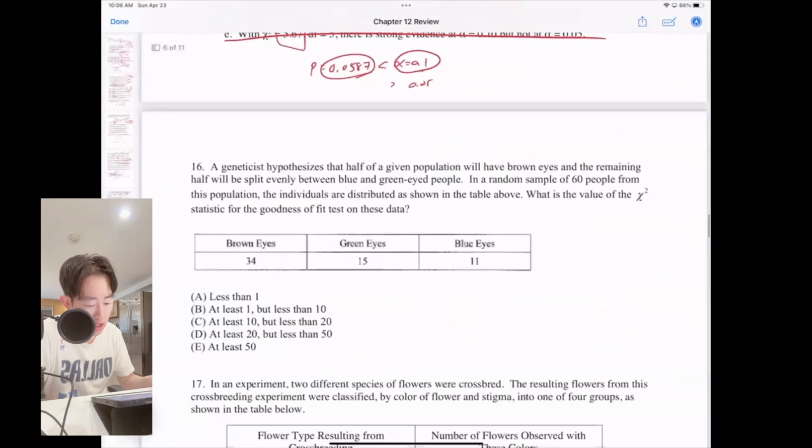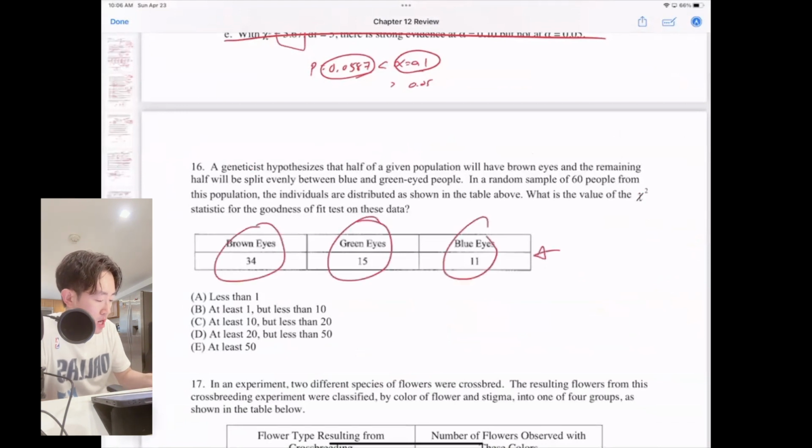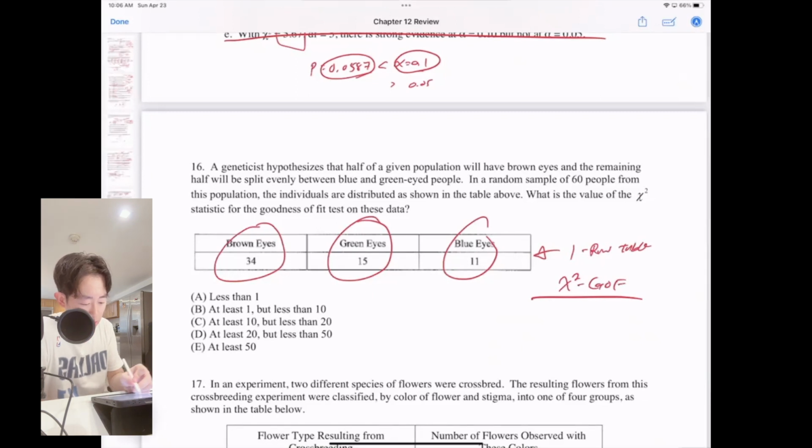Number 16, a geneticist hypothesizes that we have, look at that, a one row table. This just simply means a goodness of fit test. What is the value of the chi-square statistic for the goodness of fit test on this data? Okay, so they tell you that it's a random sample of 60. They will be split between blue and green, and then it will be half for brown. So it will be 30, 15, and 15.